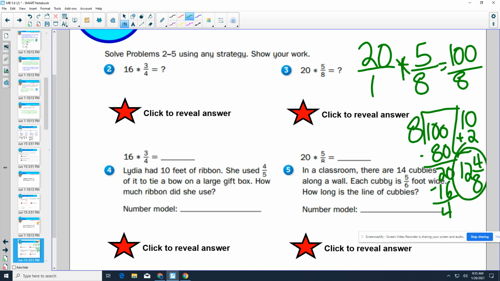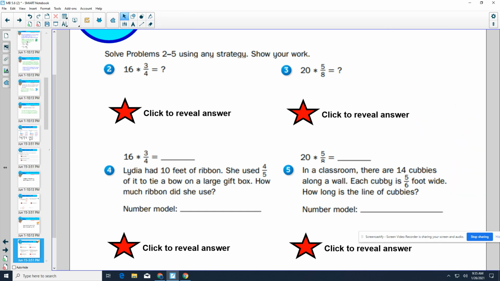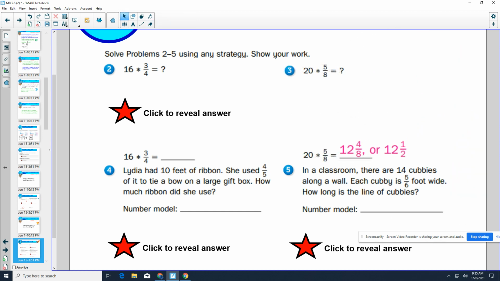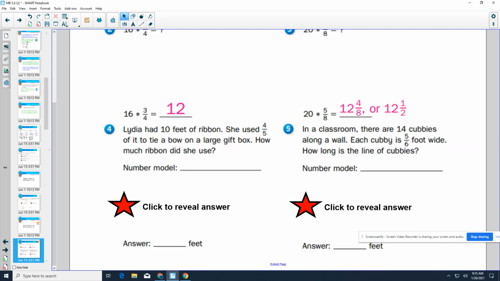So take a minute, study that, and then we'll reveal the answer so you can check your work on that one. So after you do it, again, you should get 12 and 4/8. Okay, you should have already done number 2, sorry. So you should get a whole number of 12. Remember, if you get an improper fraction, you need to divide it out and write your remainder as a fraction.